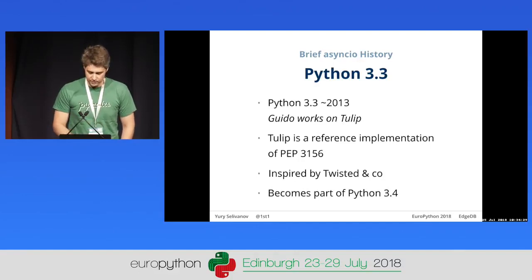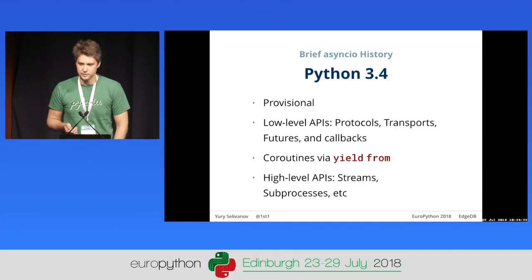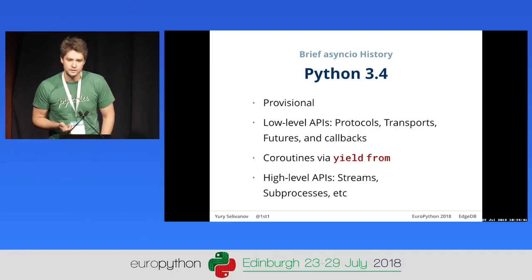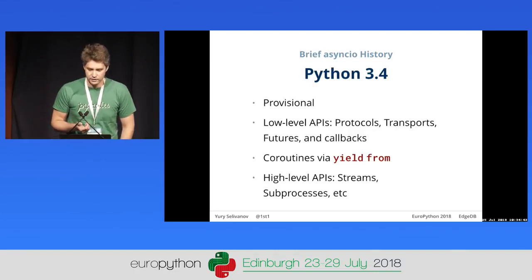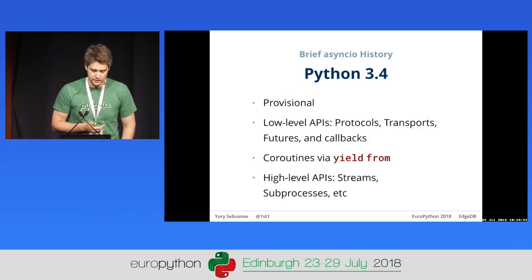So in Python 3.4, async IO lands in Python and becomes part of the standard library. It was marked provisional, and what that meant is that we could actually push new features and new things to async IO in bug fix releases, new APIs. We could even break things, but we didn't really do that.